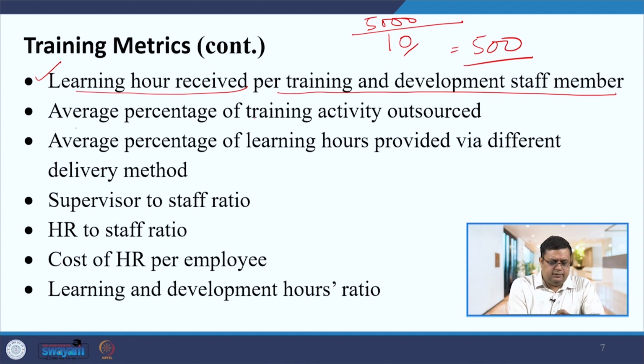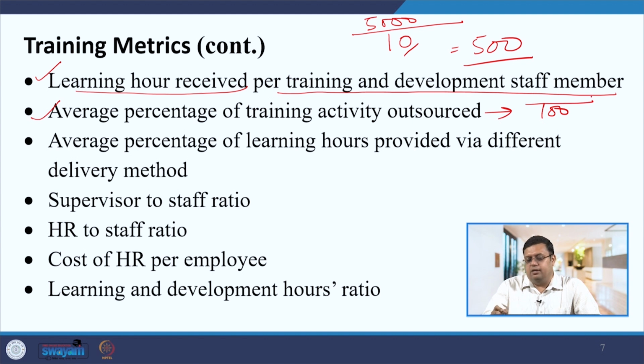And here you can see the average percentage of training activity outsourced, right. The cost that we had discussed, how much external cost is there, here we are talking about activity outsourced. So, let us assume you are conducting 100 trainings in a year. Out of 100, how many trainings are outsourced? Here let us say 60 are outsourced. So, multiply by 100. So, 60% of trainings are outsourced.